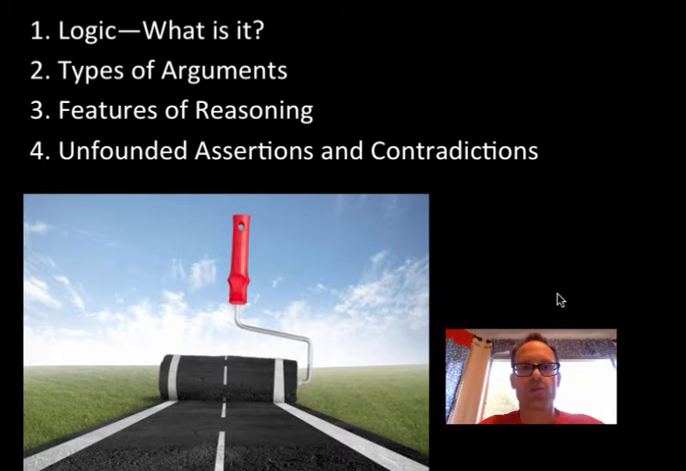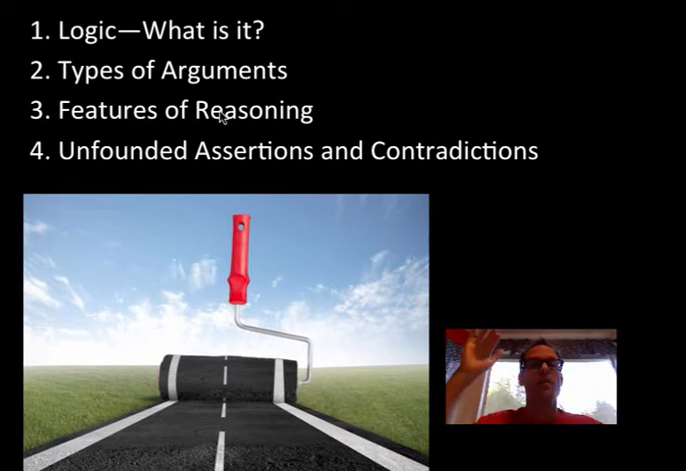So how are we going to approach Chapter 4? We're going to talk about what logic is. We're going to talk about types of arguments found in logic. Then we're going to look at the features of the various types of arguments that we have. In other words, there are two kinds of arguments here. We're going to look at features that belong to one set of inductive reasoning and one set of deductive reasoning. And then we're going to look at unfounded assertions, and then we'll talk briefly about contradictions, but we won't spend a lot of time doing that. So this is the roadmap for the lecture: 1, 2, 3, and 4.